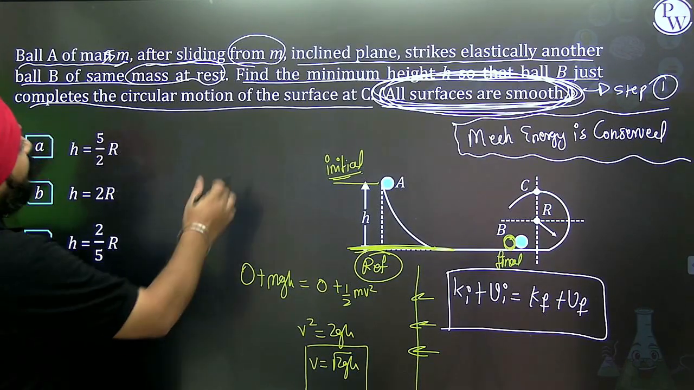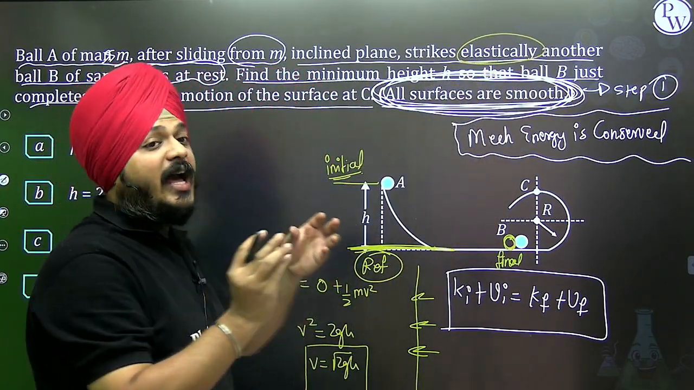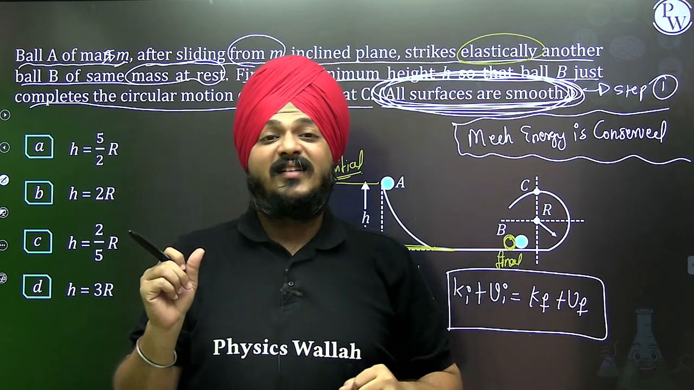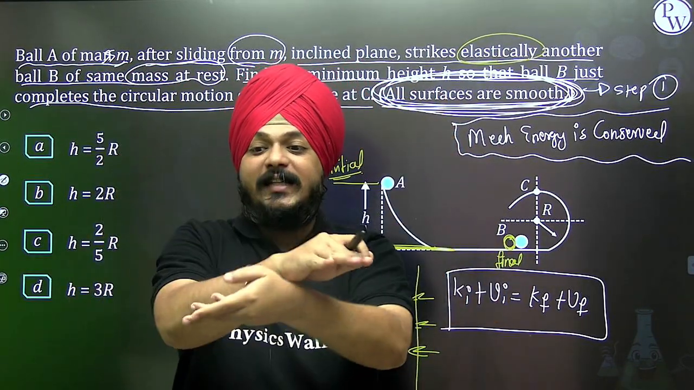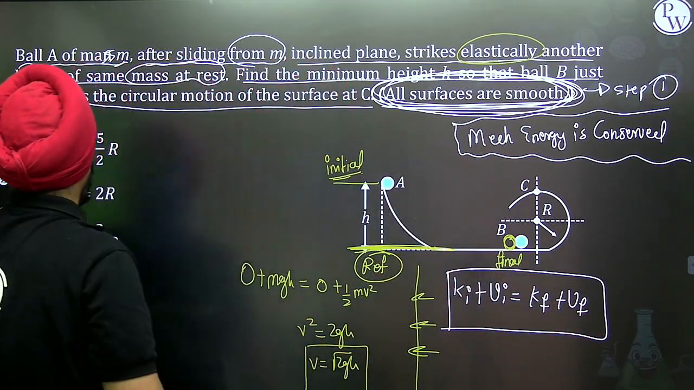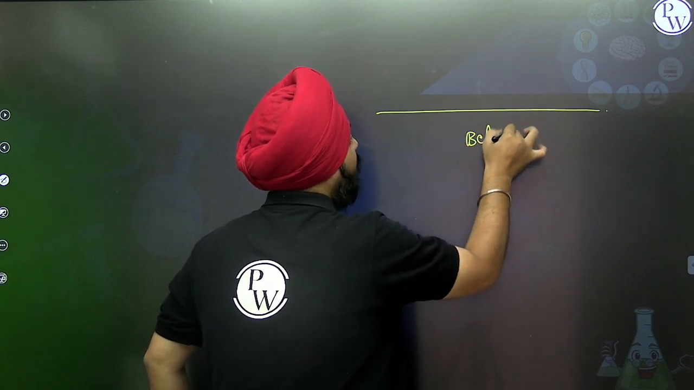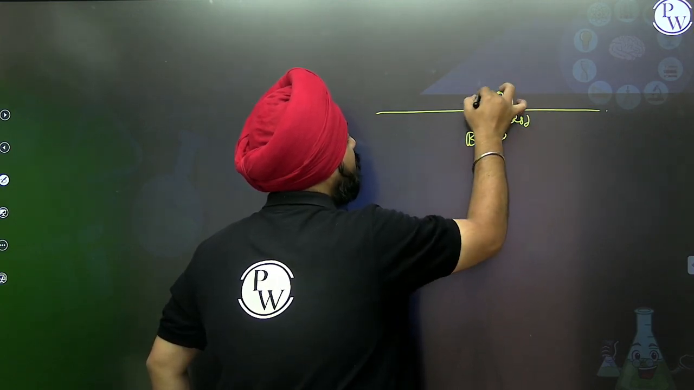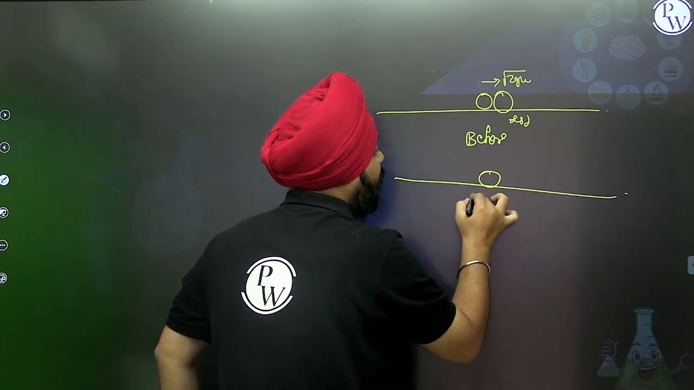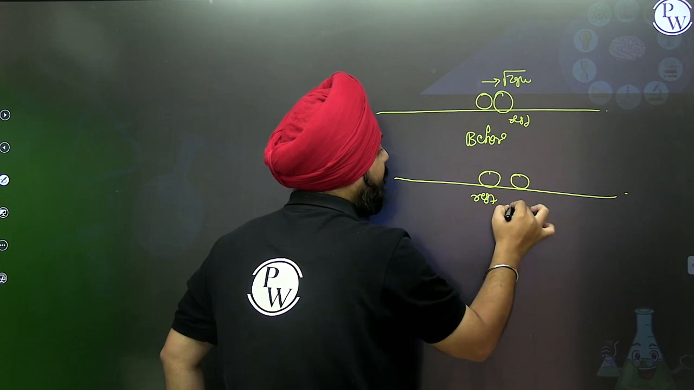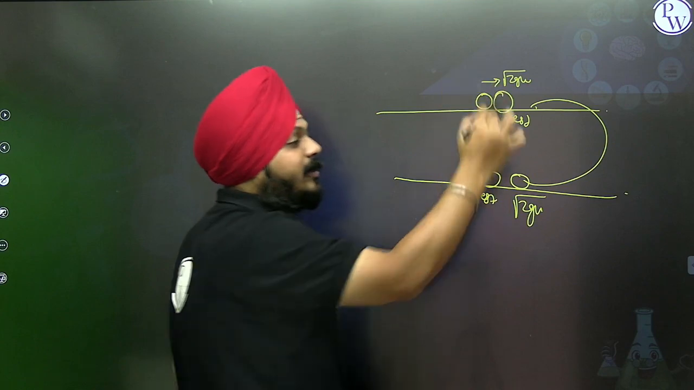whatever the collisions, it is an elastic collision and they are identical masses. So you all are aware that when identical masses collide, velocities get exchanged. It means that this was the before situation, right? This was at rest and this was having the velocity under root of 2gh. After elastic collision, the first will become at rest and the second will have the velocity of under root of 2gh. Now it will move on to the vertical circle.